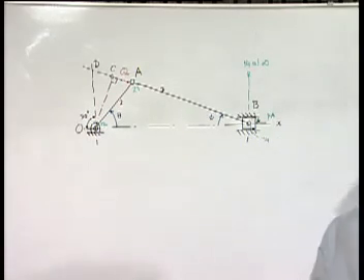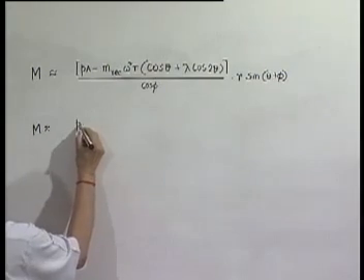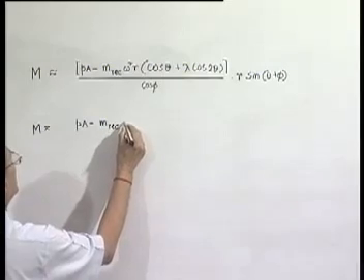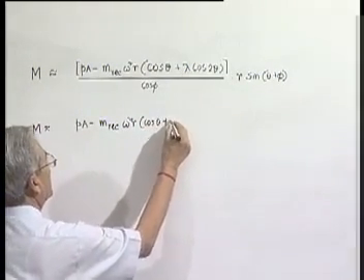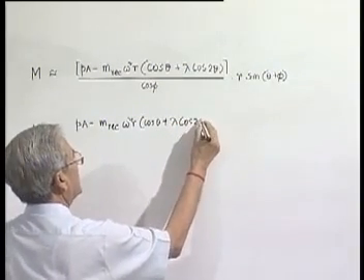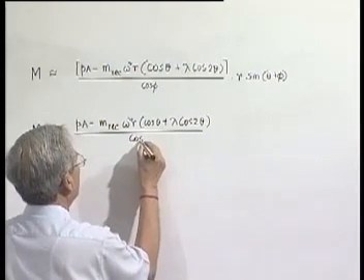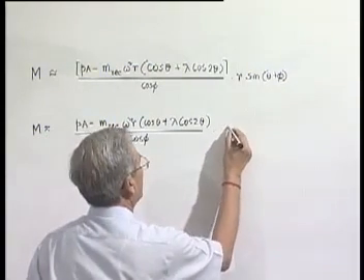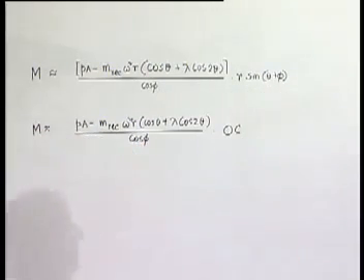Here we know that the turning moment is approximately the force Q, which is PA minus M reciprocating omega square R cosine theta plus lambda cosine 2 theta divided by cosine phi. This is the force Q into the perpendicular distance OC. Actually, R sine theta plus phi is nothing but OC.